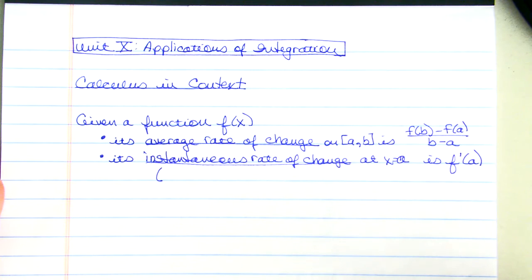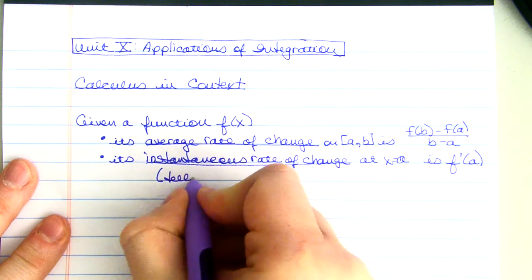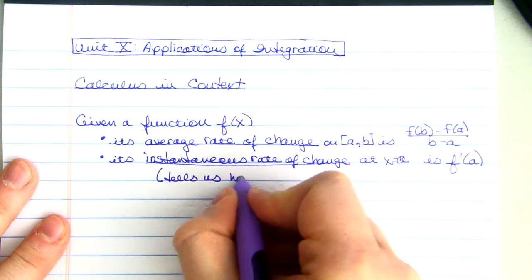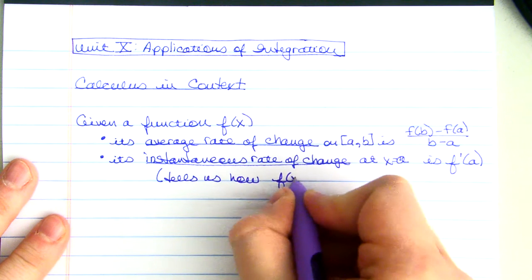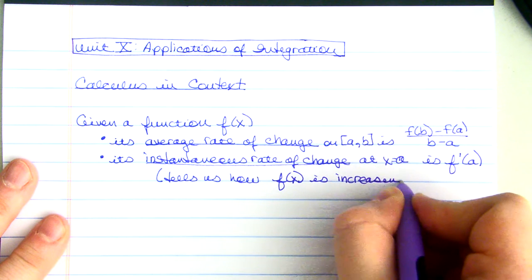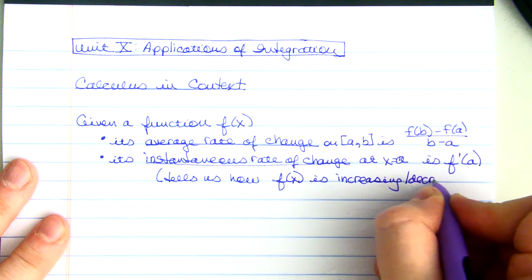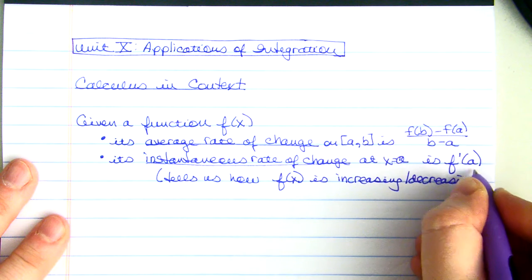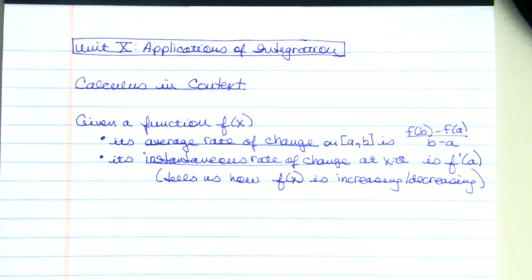And this can also tell us how our original function, f of x, is increasing or decreasing. Average rate of change of a function, f of b minus f of a over b minus a. Instantaneous rate of change right at one specific instant is just given by the derivative.